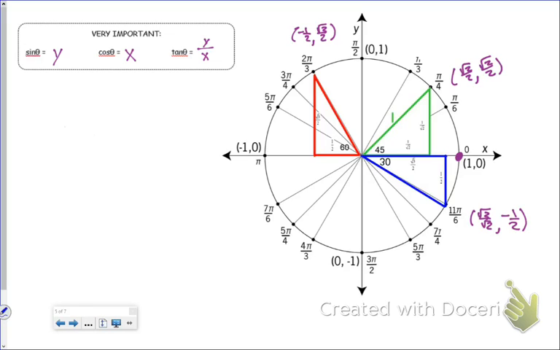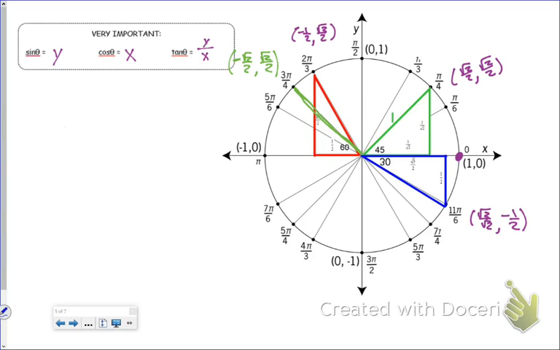So 3 pi over 4, that has a 45-degree reference angle. So it's going to have the same coordinates. The only difference is going to be the positive and negative signs. Because it's in quadrant 2, I've gone in the negative x direction and a positive y direction.